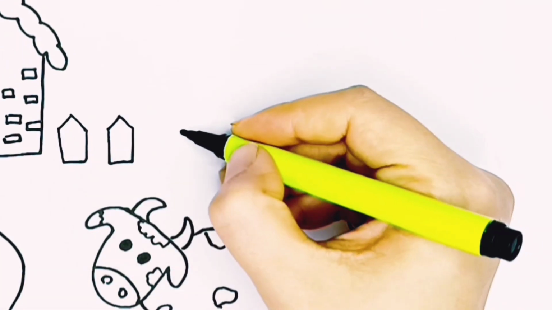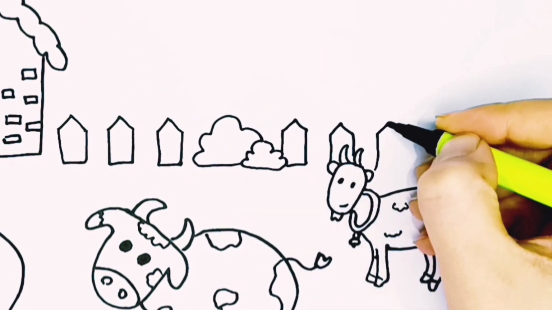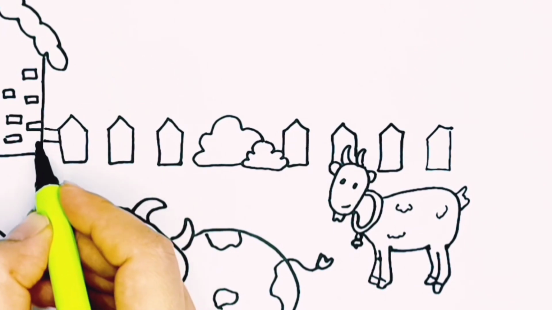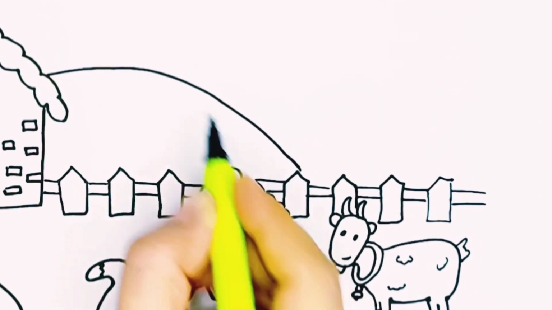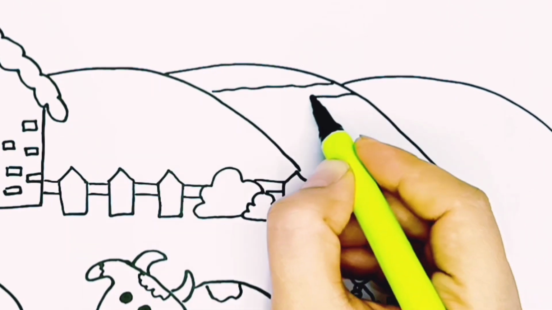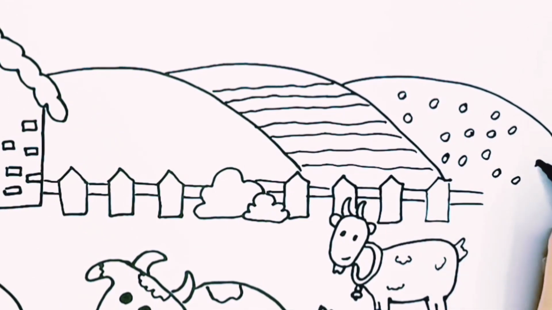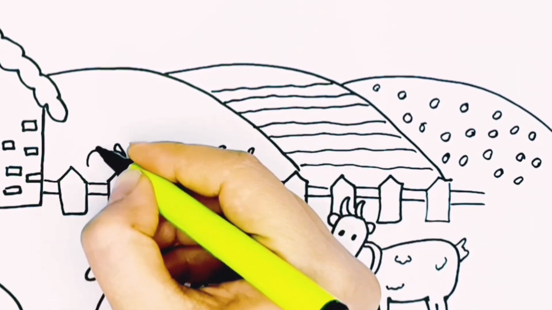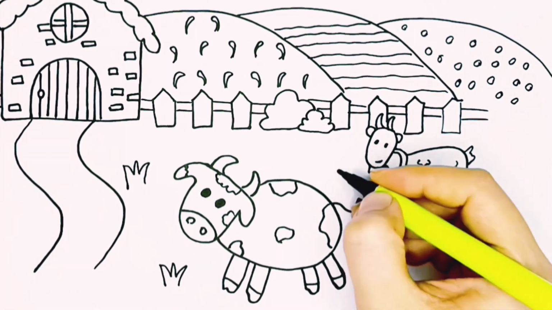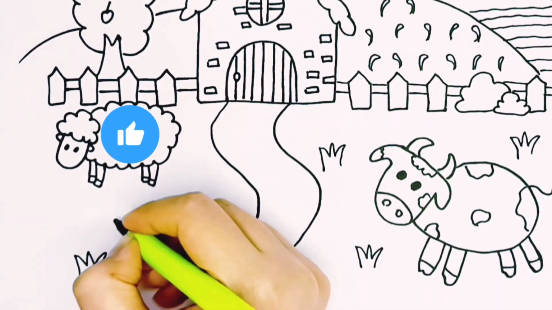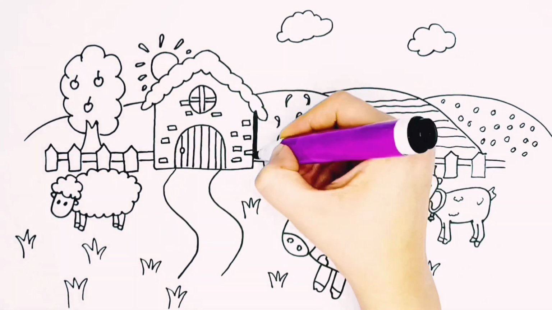Well, we complete the fences on the side of the farm. Here we have agricultural land. We also paint a little grass to make our painting more beautiful. At the end, we draw two clouds in the sky.